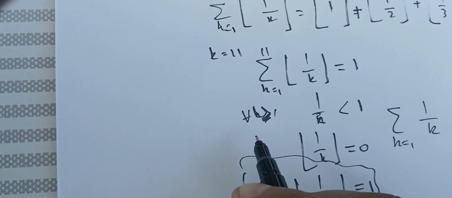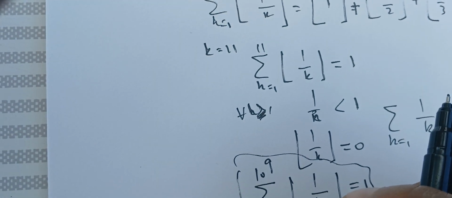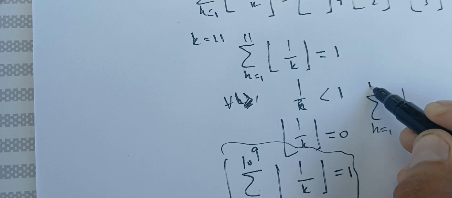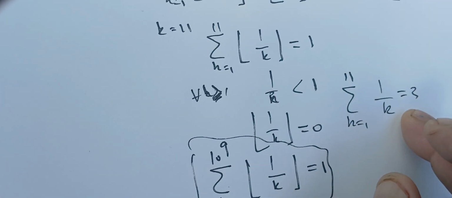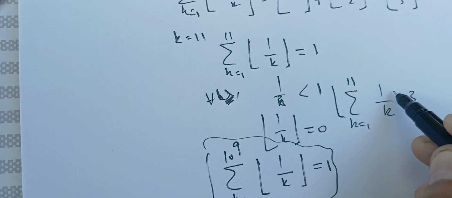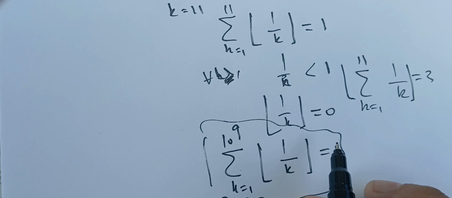On the other hand, if we compute the sum of 1 over k, where k is going from 1 to 11, we're going to have 3 here, and therefore 3.0 something. Therefore, the floor is going to be 3. And therefore, these two are different. Okay?